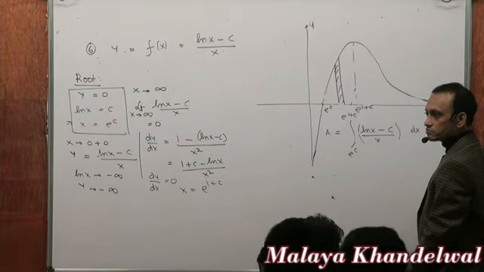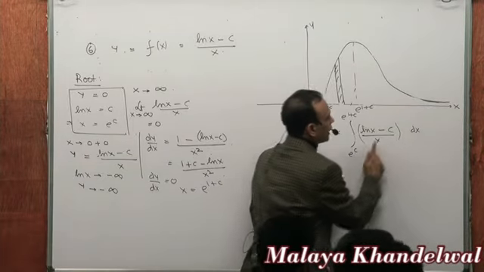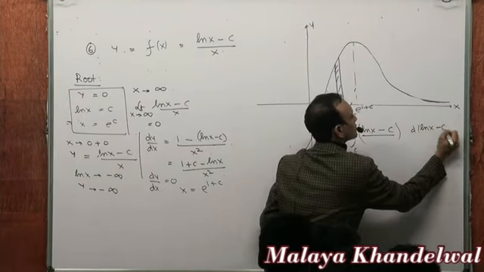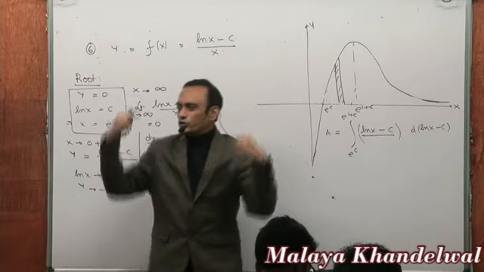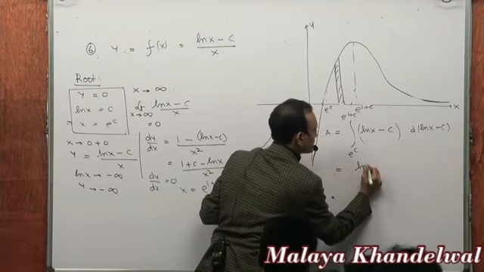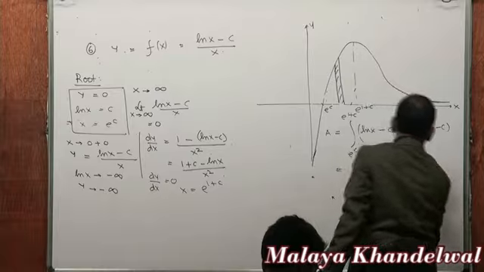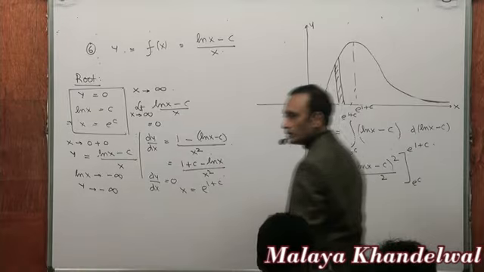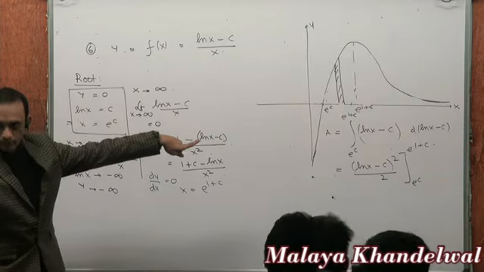We can integrate this, right? How do I integrate this? Do you realize this is d of ln x minus c? Yes or no? This is d of ln x minus c. t dt gives t squared by 2. So this is ln x minus c whole squared by 2, where x runs from e power c to e power 1 plus c. Yes or no? Do you all understand what I did here?